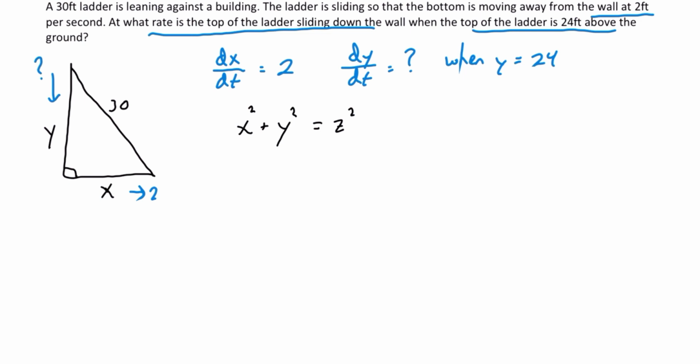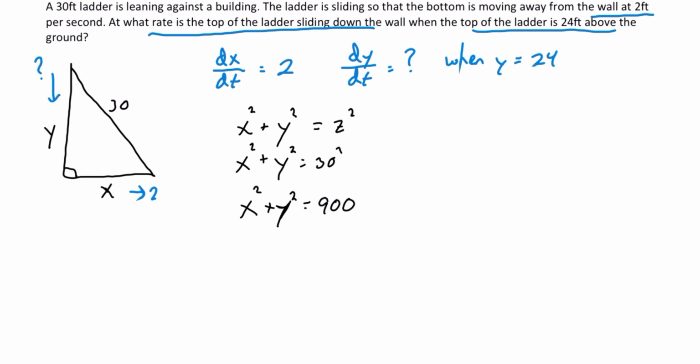From here, we need to see if there's anything we can plug in, any given information. X is consistently changing as the ladder slides, as is y, so we can't plug in anything there. But z, the length of the ladder, never changes, so we can replace z with 30. The equation now is x squared plus y squared equals 900.